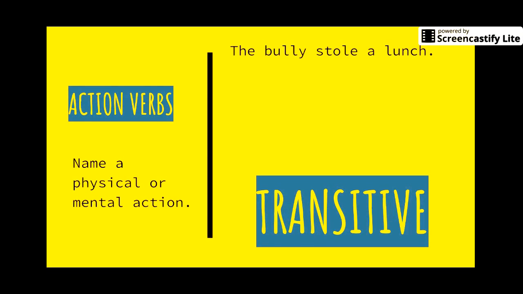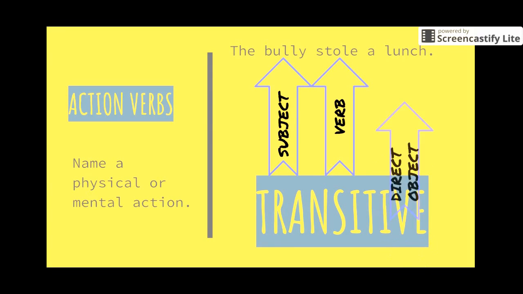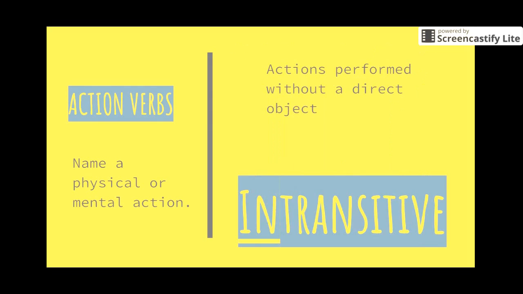The bully stole a lunch. That mean old bully. He's the subject of this sentence. And the verb is stole. And the direct object, which is the thing that he stole, well, that's a lunch. So this makes stole a transitive verb because there is a direct object. The bully stole a lunch.